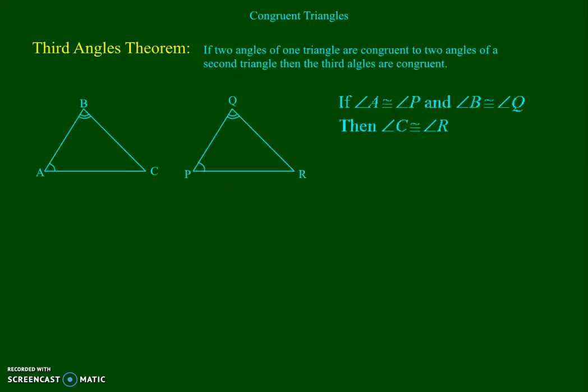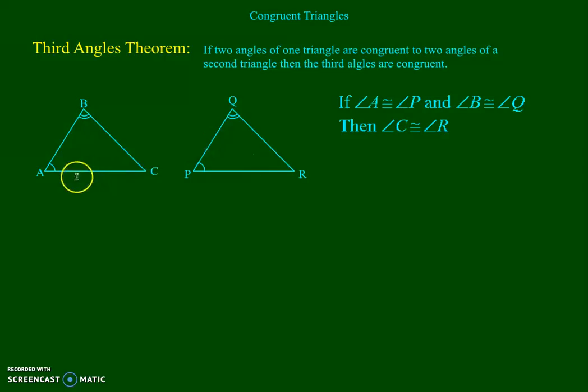The next topic is the third angles theorem. The third angles theorem says if two angles of one triangle are congruent to two angles of a second triangle, then the third angles are congruent. So here angle A is congruent to angle P, angle B to angle Q. If these two are congruent to these two, then the idea is that these two have no choice but to be congruent to each other.